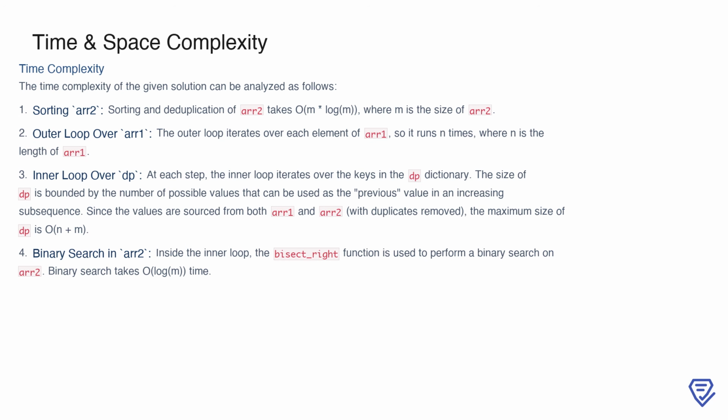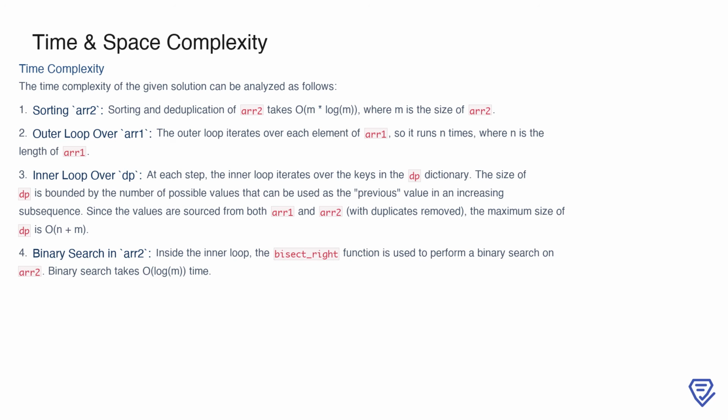To analyze the time complexity of this solution, we start with sorting and deduplicating the second array, ARR2. This operation takes m * log m time, where m is the size of ARR2. Next, we have the outer loop, which iterates over each element of ARR1. Since ARR1 has n elements, this loop runs n times.